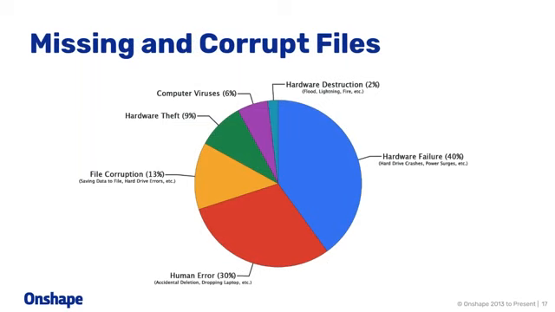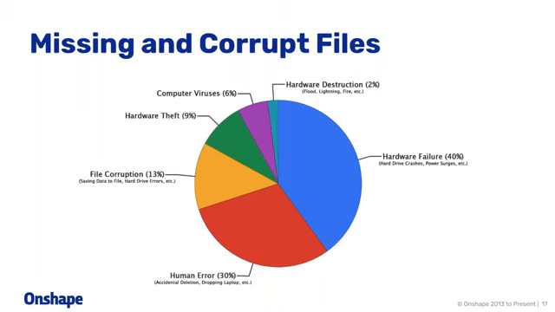Likewise, from just crashes and lost data from that standpoint, it's estimated that 30% of CAD files over their lifetime will become missing or corrupt. Missing in that you've emailed it to someone or put it on a USB stick, you don't know where it is. Corrupt in that something's happened to it, it's got a virus or whatever. And this can be broken down into things like hardware failures, human error, you've deleted something by accident, you dropped the laptop and broken it, file corruption, hard drives crash, applications crash while saving data, hardware theft, computer viruses, hardware destruction, flood, lightning, that kind of thing.